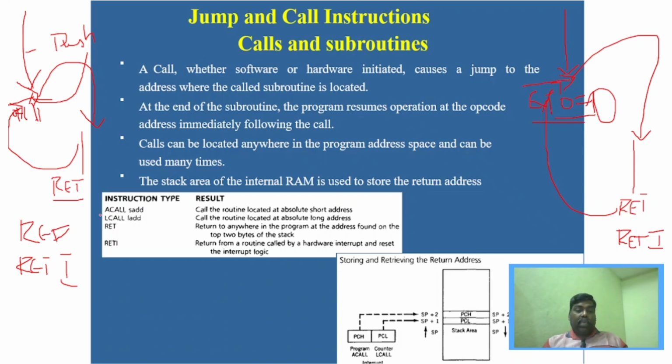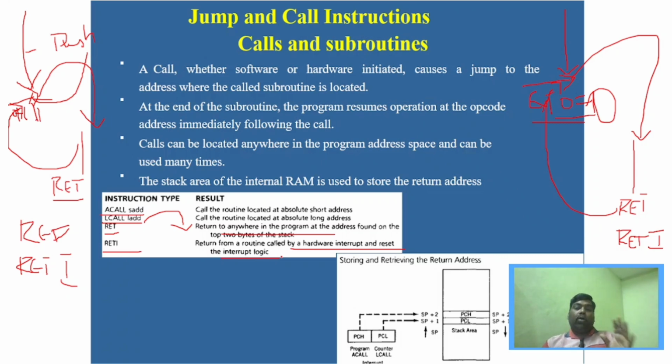I'll just explain this again. ACALL short address is nothing but calling the subroutine. Call will make a call to the given address, that is, it will go to that particular address. Similarly, LCALL long address will go to that particular subroutine, that is, the subroutine given with the long address. And return is nothing but it will return to the program address, right? And similarly, RETI, as I said, not only returns but also resets the interrupt, right? And that is why it is called RETI, right?